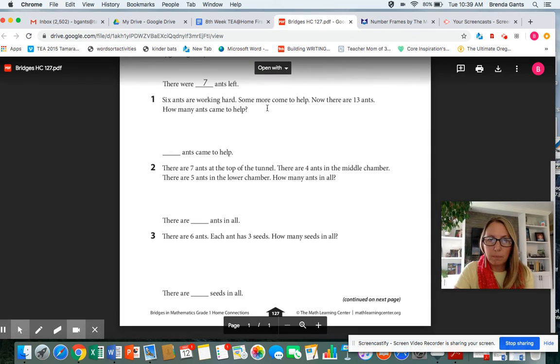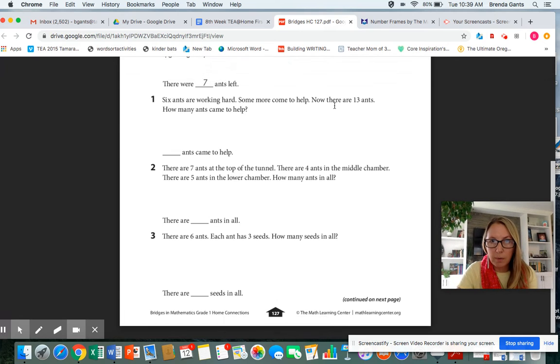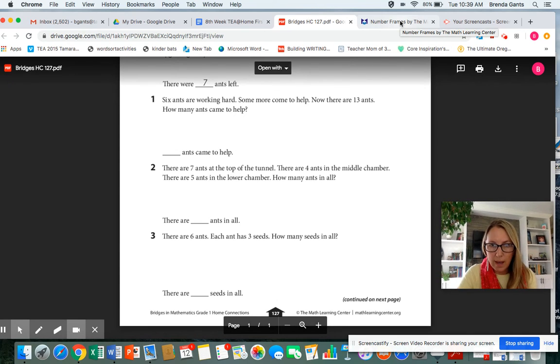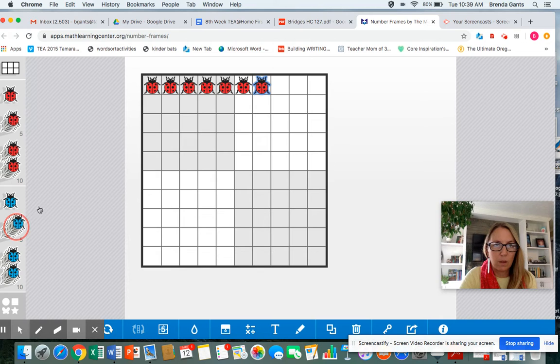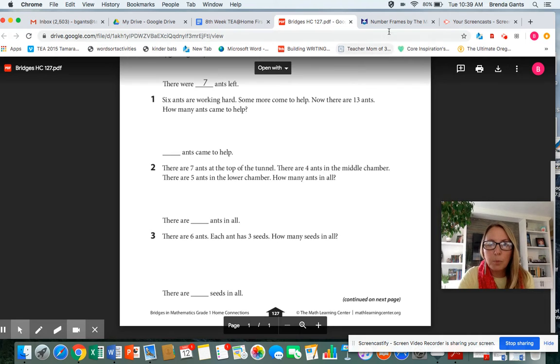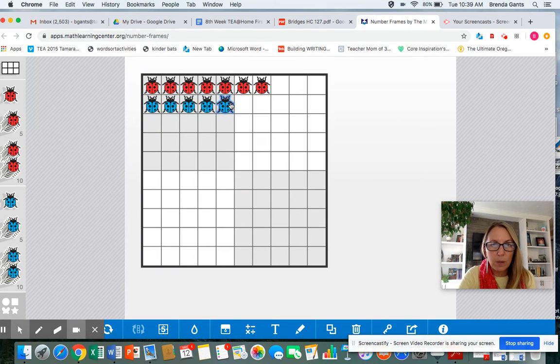Let's read it again. There were 7 ants at the top of the tunnel. There were 4 ants in the middle chamber. There were 5 ants in the lower chamber. Okay, so we know that there were 7 in the top of the tunnel. There were, I need to check it again. Let's see. There were 7 ants at the top. Oop, there were 4 in the middle chamber. So see how I can click so that only one of these is blue? I'm going to take it away and just put it off to the side.